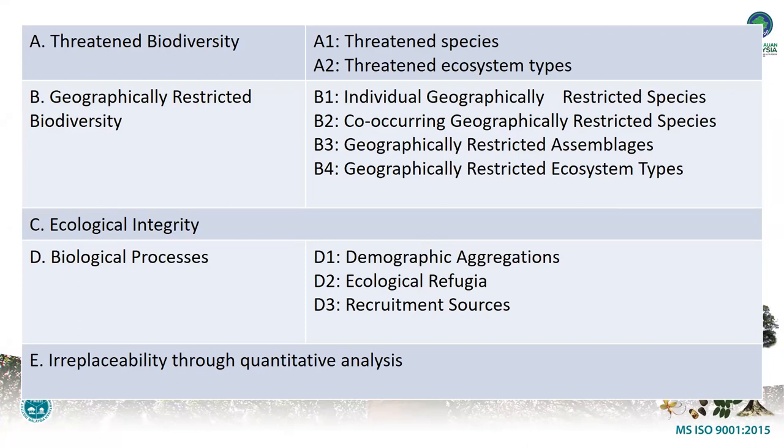Untuk kriteria B, dia merefer kepada sites yang important biodiversity that is geographically restricted. Dan kriteria B ini dibahagikan kepada empat sub-kriteria. Sites yang hold significant proportion of global population untuk individual geographically restricted species adalah under sub-kriteria B1. Dan untuk co-occurring geographically restricted species under sub-kriteria B2. Dan untuk restricted assemblages under B3 dan untuk restricted ecosystem types adalah under sub-kriteria B4. Seterusnya, sites yang trigger kriteria C ni ialah sites yang ada standing ecological integrity at global scale. So kawasan-kawasan ni memerlukan intact ecological communities yang undisturbed by significant industrial human influence.